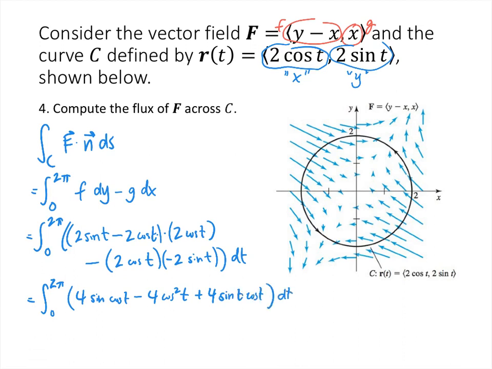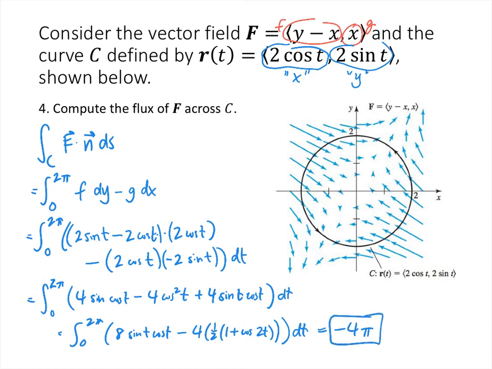And again, we can work out this integral without too much trouble. We can combine the 4 sin t cos t and the 4 sin t cos t into 8 sin t cos t. So the integral from 0 to 2π of 8 sin t cos t, and we can do that integral with a u equals sin t substitution. And then for 4 cos squared t, we're going to rewrite cos squared as 1/2 times 1 plus cos 2t, and we can integrate that with the little u equals 2t substitution. When we work all that out, we end up with negative 4π. Again, a negative answer as we predicted, but that's what we get for our final answer.